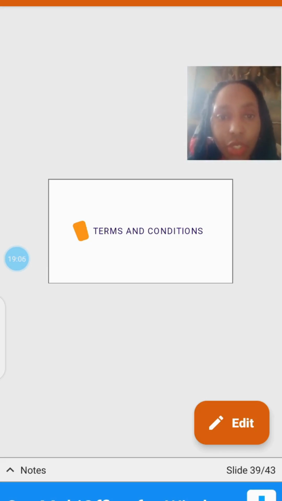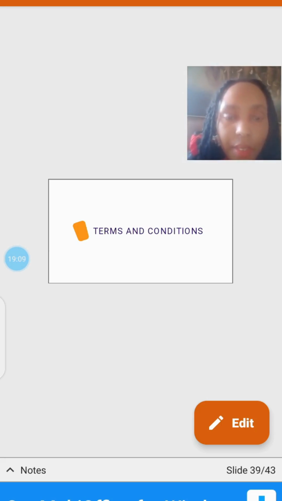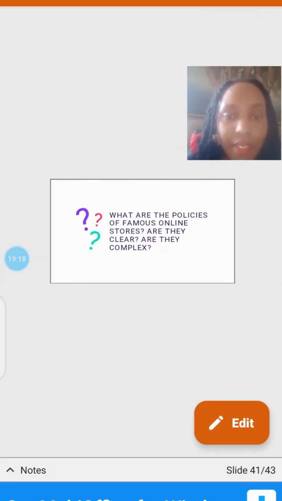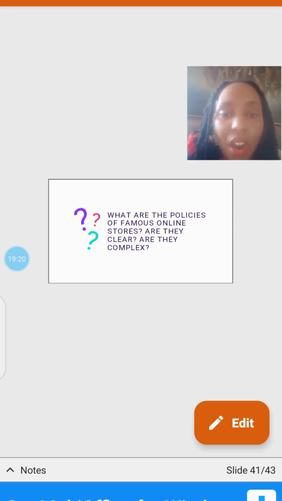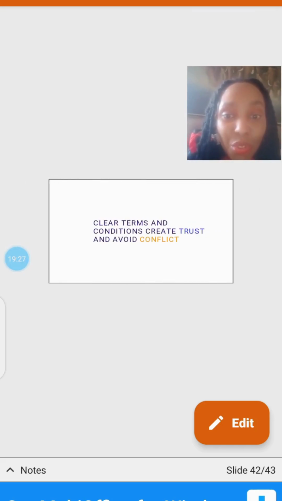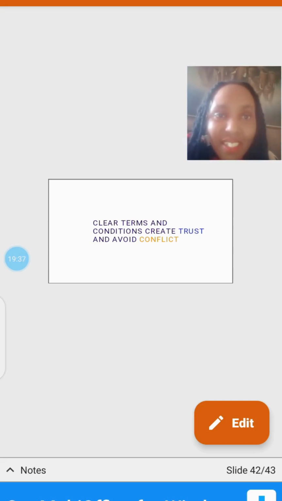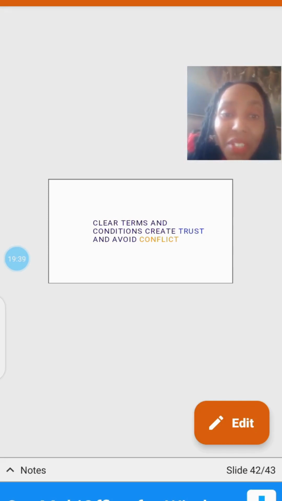Terms and conditions. You will need to formulate terms and conditions regarding returns, shipping, handling, and other policies. Then what are the policies of famous online stores? Are they clear? Are they complex? Clear terms and conditions create trust and avoid conflict. Before they ship, make sure you've created trust, and make sure they trust you.